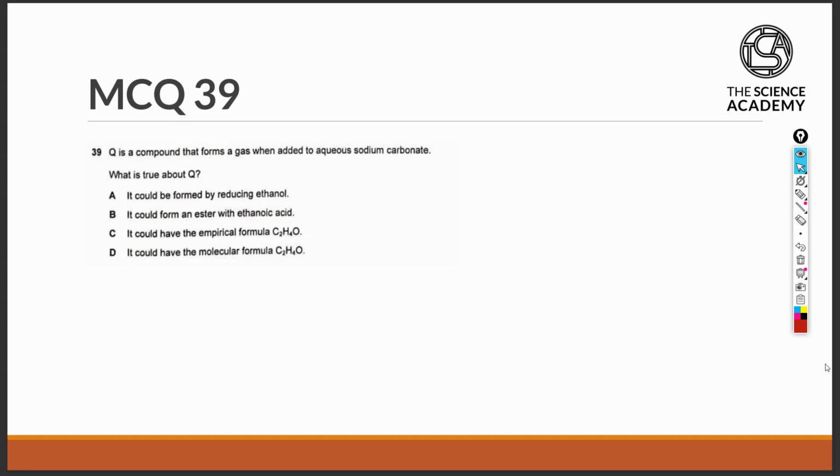Question 39. Q is a compound that forms a gas when added to aqueous sodium carbonate. What is true about Q? So the only reactant that can react with a carbonate to form a gas is an acid. In this case, the acid reacts with the carbonate to give off carbon dioxide gas.